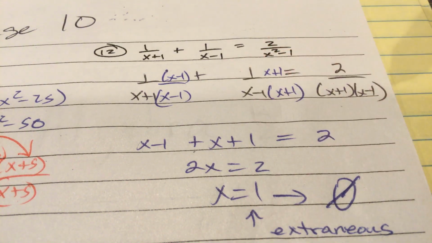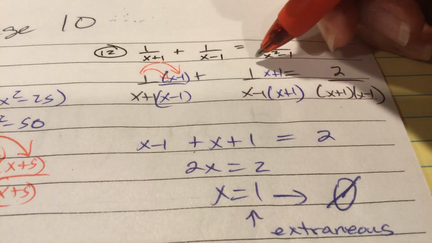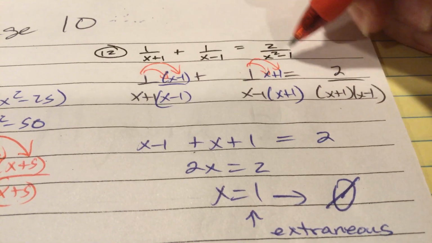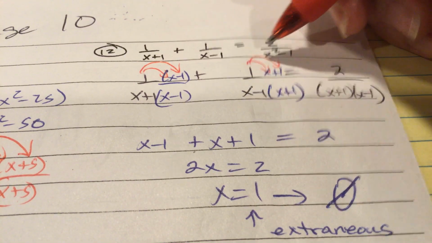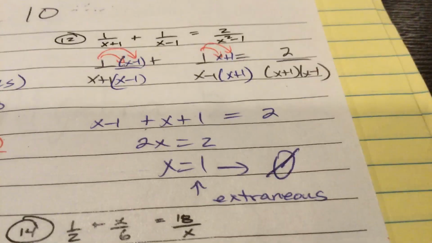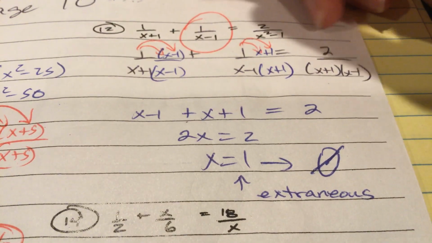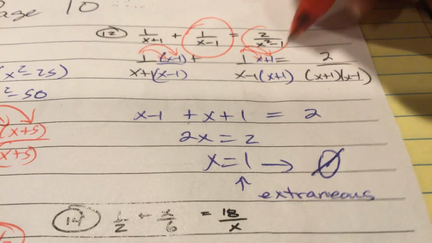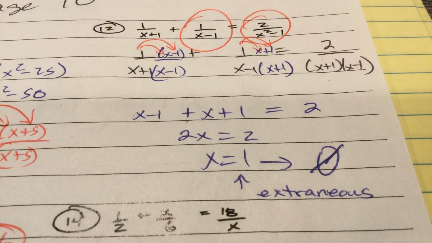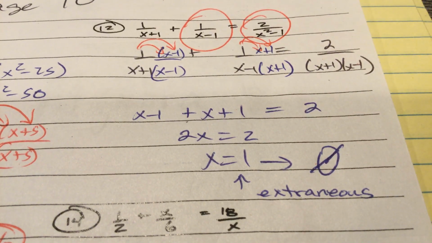All right, all the denominators are the same, so the numerators make a true statement. 1 times x minus 1 plus 1 times x plus 1 is equal to 2. Negative 1, positive 1 cancel. You get 2x equals 2, x equals 1, but uh-oh. If I plug 1 in for x there and 1 in for x there, I get 1 over 0 and 2 over 0, which is a no-no. True answer is no solution, as x equals 1 is an extraneous solution.